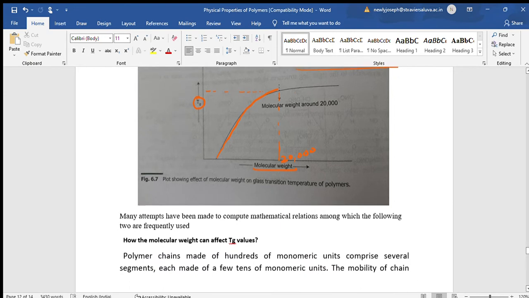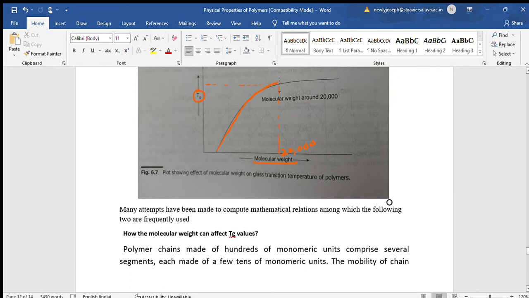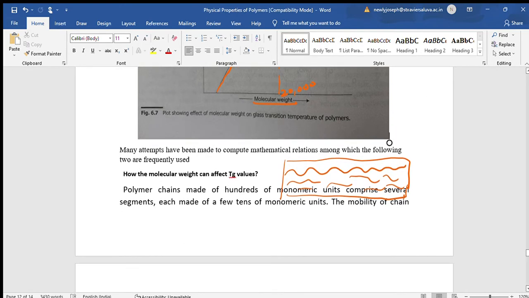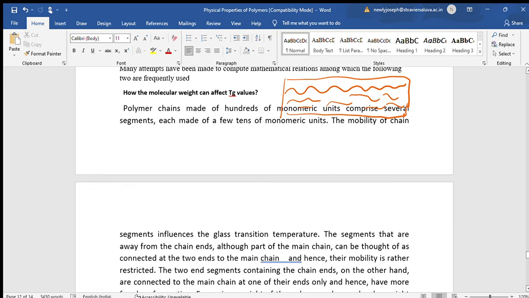Now we will see how the molecular weight is affecting the Tg values. We know that the polymer chains consist of a large number of monomeric units, and if we consider a polymeric sample, it will contain a large number of polymeric chains with several kinds of polymeric segments, and each segment is made up of a large number of monomeric units. This mobility of the chain segments influences the glass transition temperature.